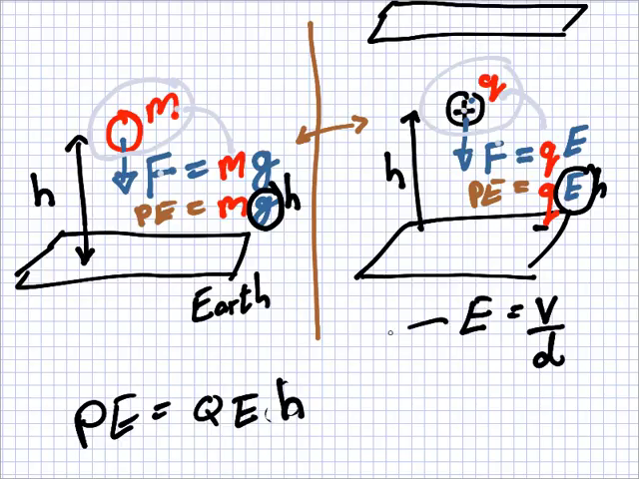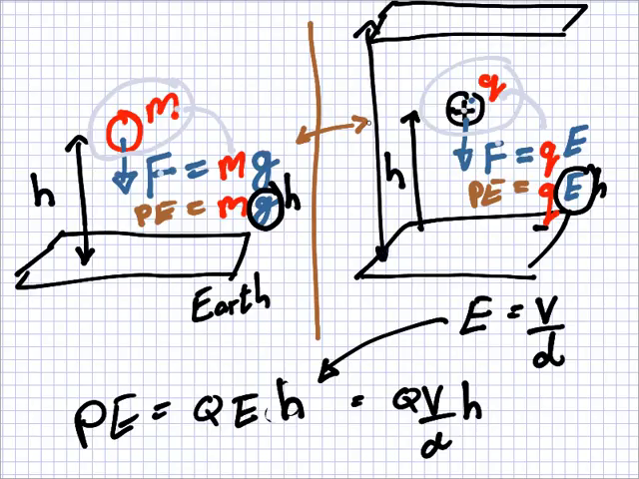Now if I was to put that in, I would get QV over DH. Now just to be careful, what is the difference between H and D? The H is the height of the particle, and what was the D? The distance between the plates. So this is the D here.